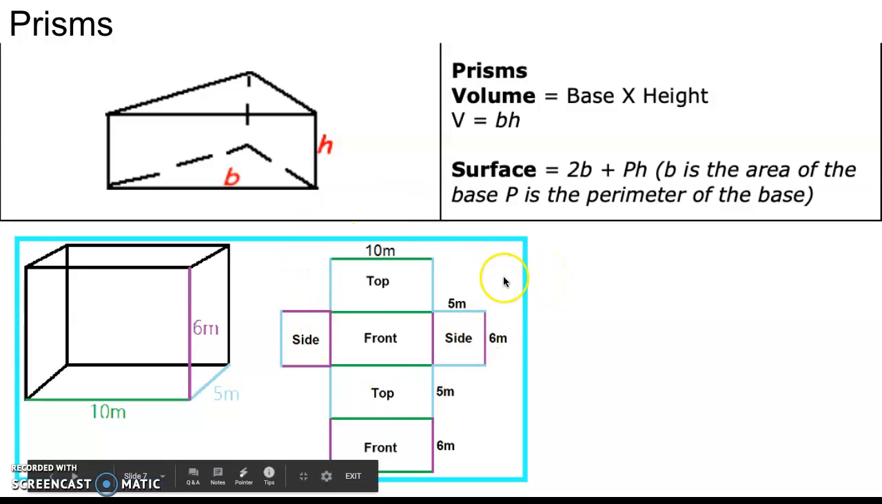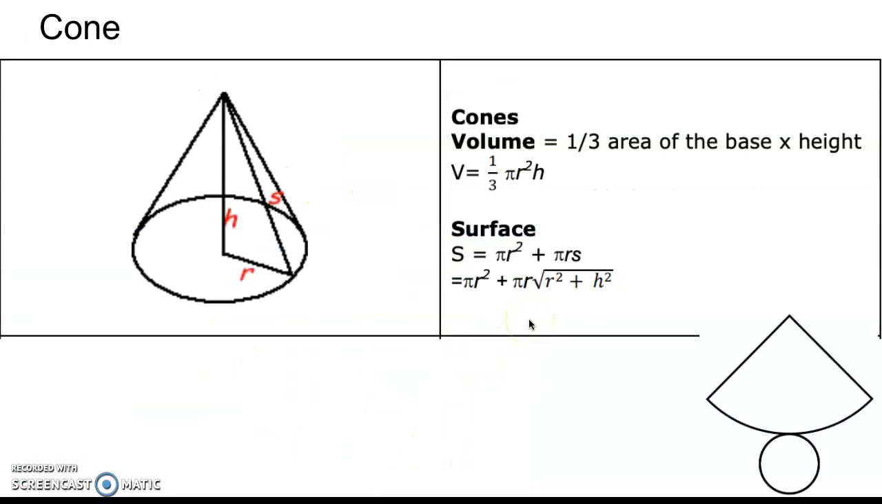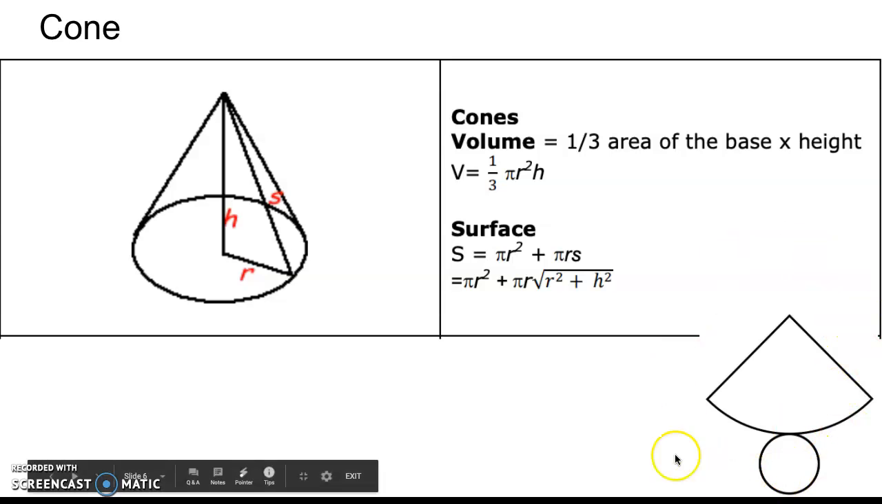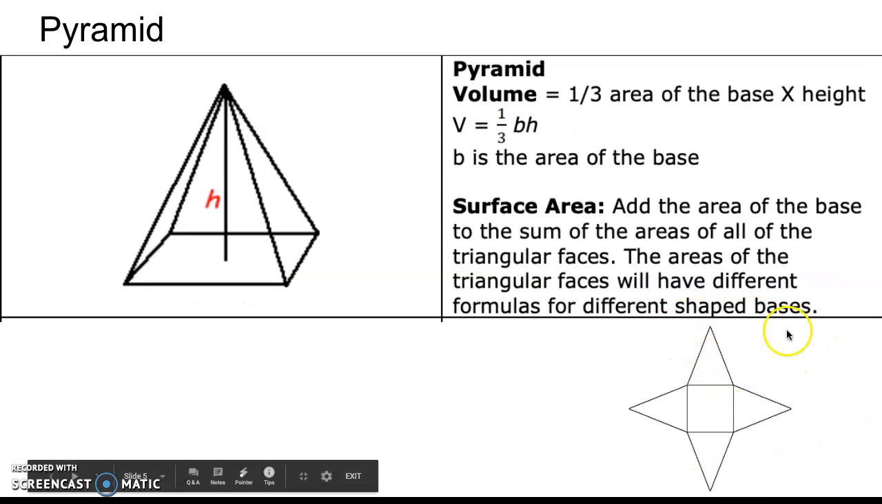So with prisms, try to make what they call a net. A net is this sort of view of all the sides put together. Try to visualize that. Here's a net of a cone. Here's a net of a pyramid, where you sort of cut it up and figure out what the sides would look like.